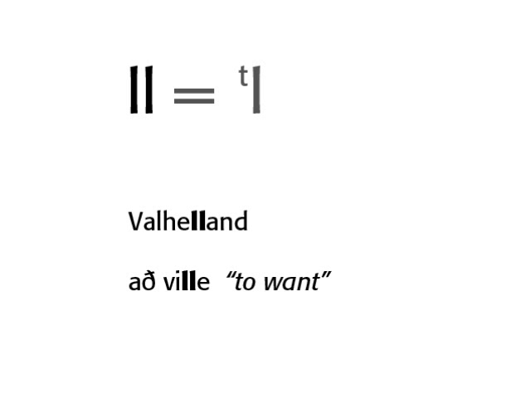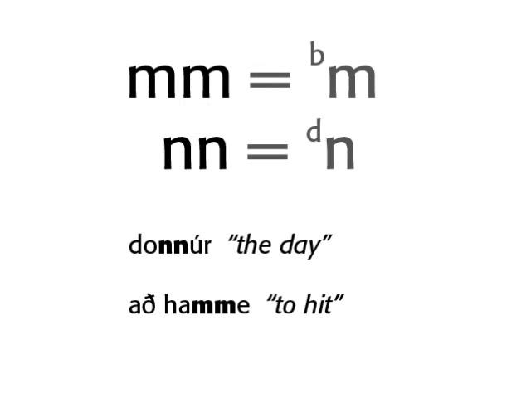Volhetlant. Orvitle. M and N are two further consonants that sound different when they're doubled. Dodnur, or hobme.